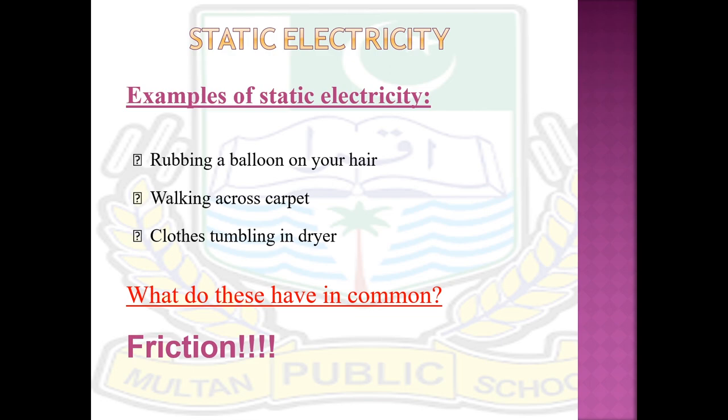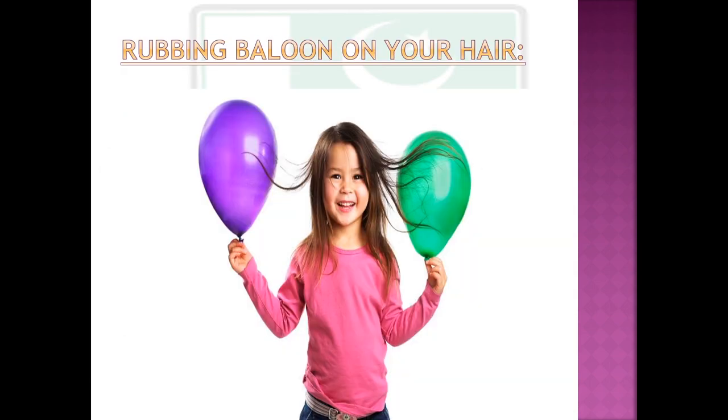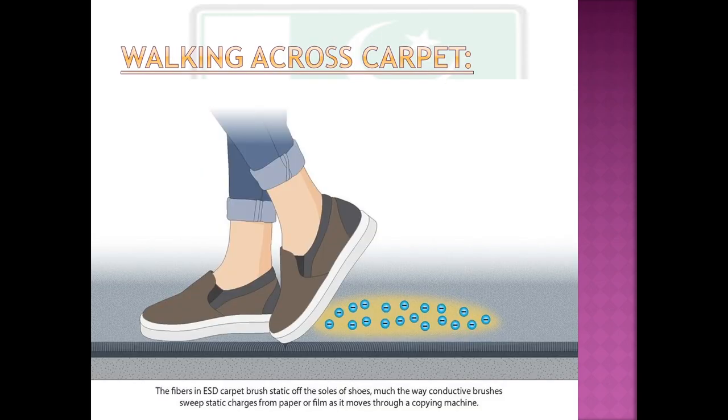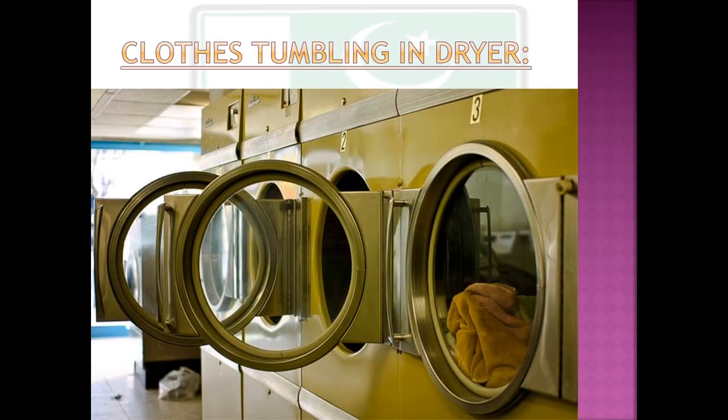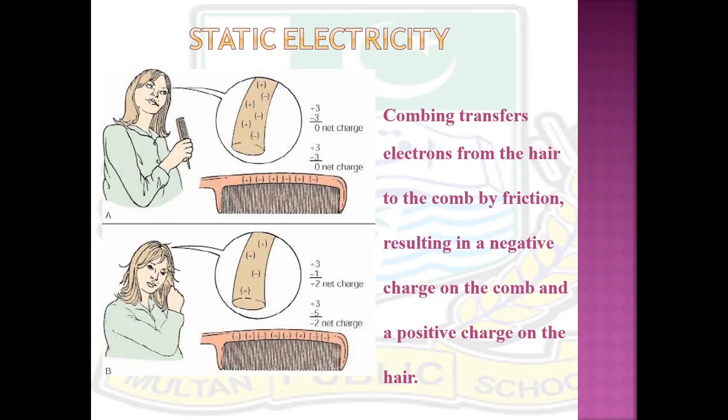Now, there are some examples of static electricity, and in all these, the common phenomenon is friction. For example, rubbing a balloon on your hair, walking across carpet, clothes tumbling in a dryer. We can also see that combing transfers electrons from the hair to the comb by friction, resulting in a negative charge on the comb and a positive charge on the hair.